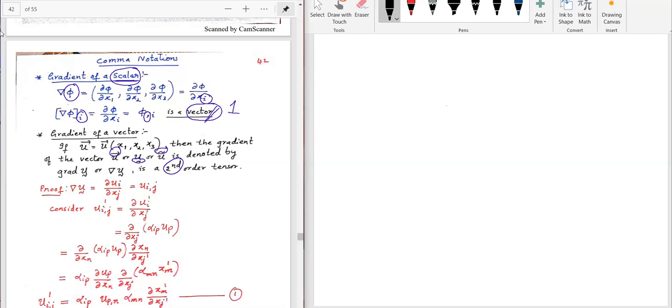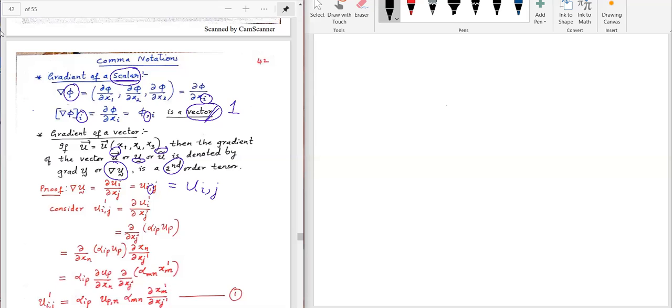Now what is del of u? Del of u is nothing but dou ui by dou xj. That is equal to ui comma j, since partial differentiation is denoted by comma here. So dou ui by dou xj is the notation of gradient of u. Now let us prove this gradient of a vector is a second order tensor.